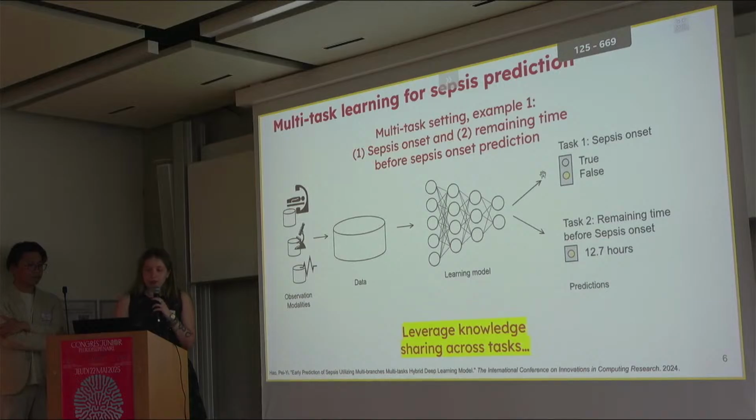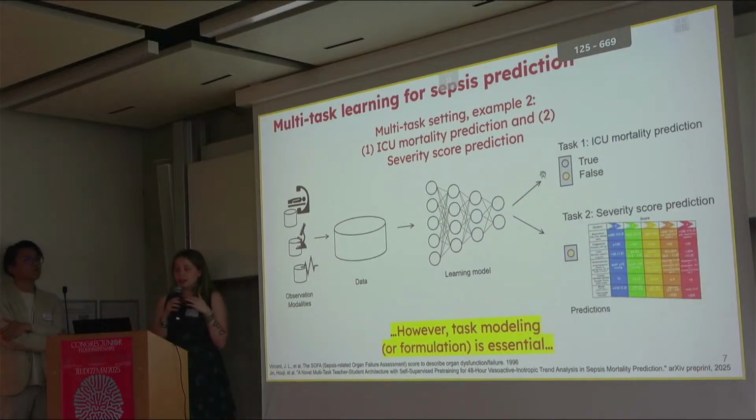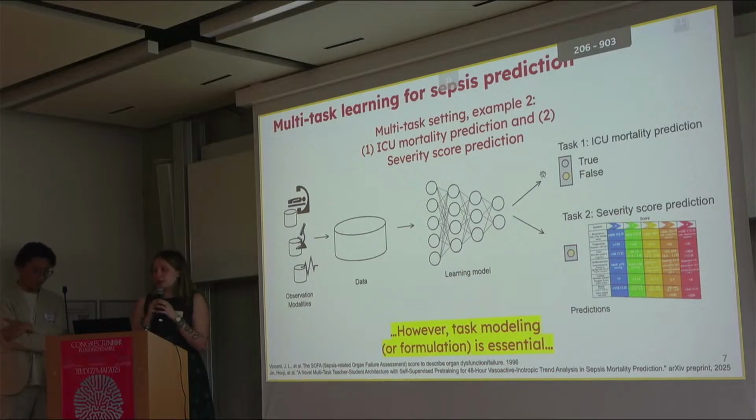In the first example, we see that the authors have chosen to learn from two tasks simultaneously, the sepsis onset and the remaining time before sepsis onset. In another example, the authors have chosen relatively similar tasks, but they're still distinct. Task formulation is an essential challenge of these models, and it can influence the final model performance a lot. And this is a question we're asking in our research.